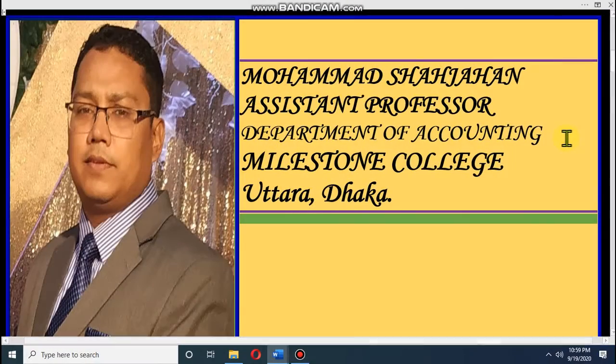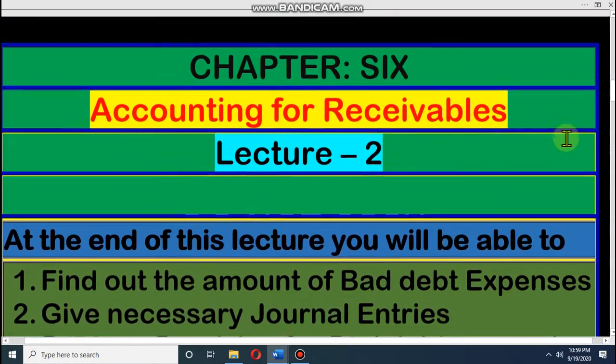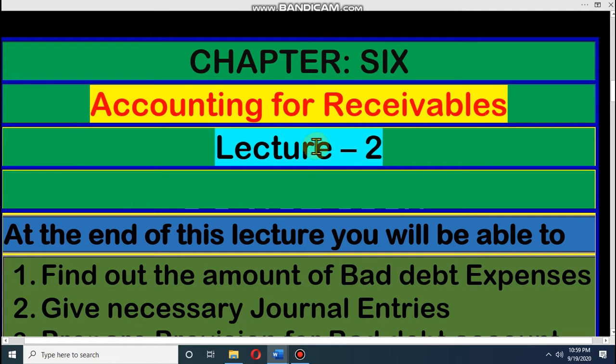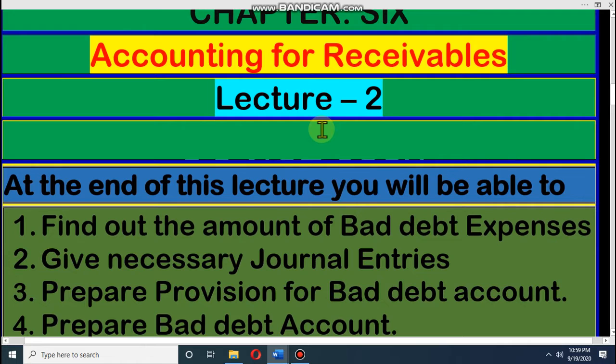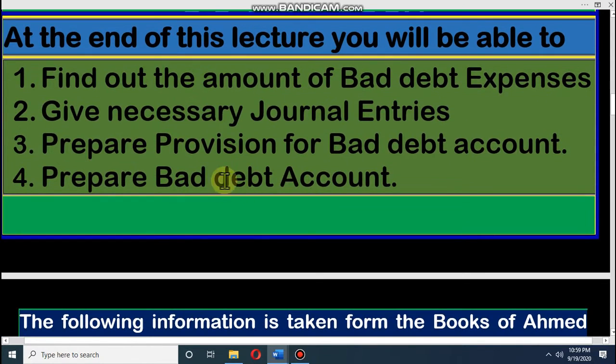Uttara, Dhaka. Dear student, today we will discuss chapter 6, accounting for receivables. This is our second lecture. Dear student, at the end of this lecture, you will be able to find out the amount of bad debt expenses. You can give necessary journal entries. You can prepare provision for bad debt account. You can prepare bad debt account.